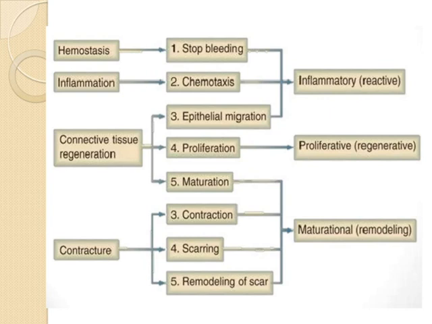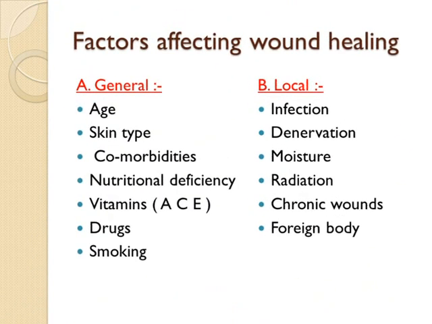Here's a summary of what happens: hemostasis, inflammation, connective tissue regeneration, and contracture. Hemostasis stops bleeding. Inflammation involves chemotaxis and the inflammatory process. The connective tissue regeneration involves epithelial migration, proliferation, maturation, contracture. This is the proliferative regenerative phase. And finally, the maturation phase with the contracture, scarring, or remodeling of the scar.